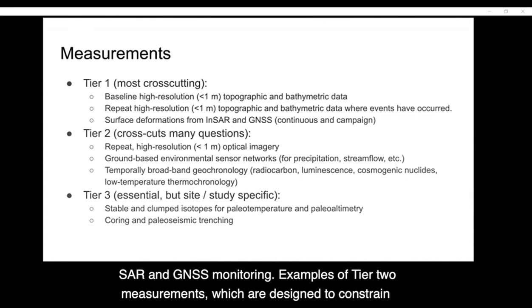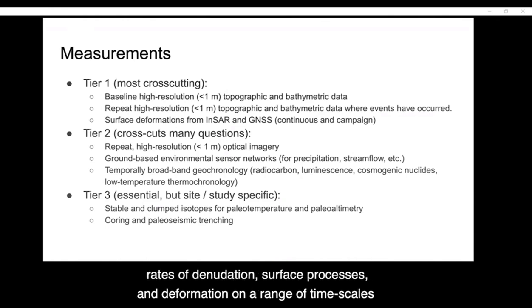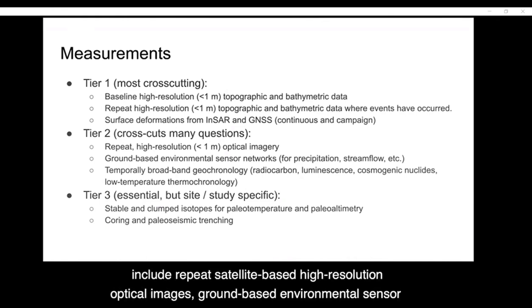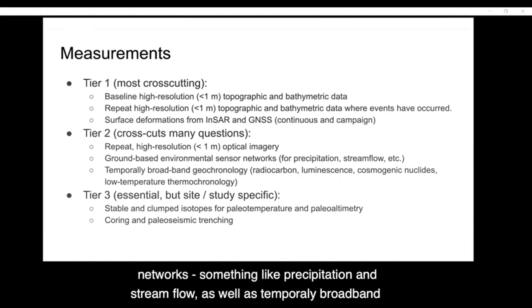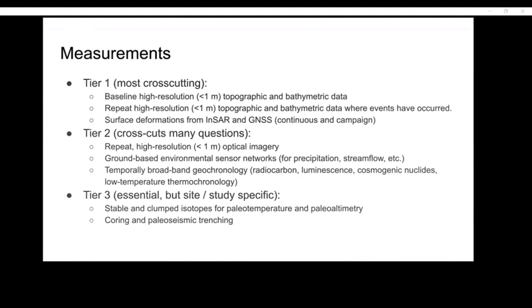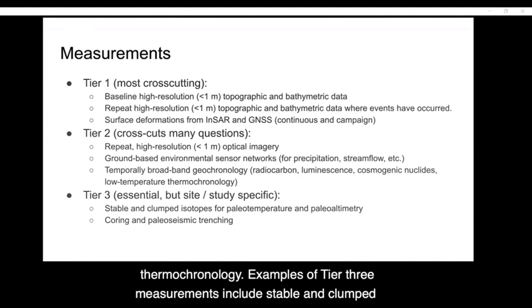Examples of Tier 2 measurements, which are designed to constrain rates of deformation, surface processes, and denudation on a range of timescales, include repeat satellite-based high-resolution optical images, ground-based environmental sensor networks, something like precipitation and stream flow, as well as temporal broadband geochronology. So we're thinking radiocarbon, luminescence, cosmogenic nuclides, low temperature thermochronology.